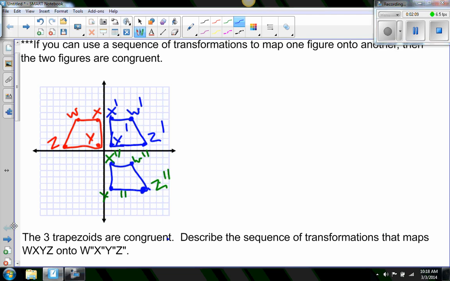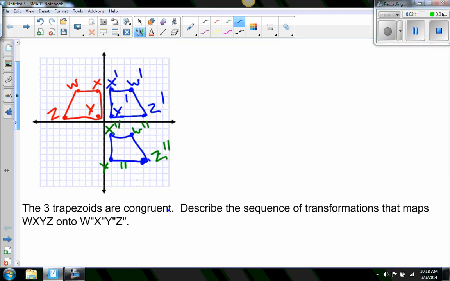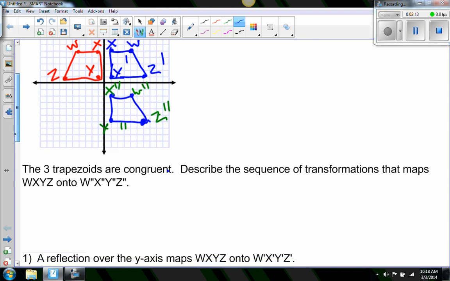So what's the word for that? A reflection over the X, over the Y-axis, excuse me. The Y-axis is this one, the X is this one. So it's a reflection over the Y-axis that maps this one onto this one.